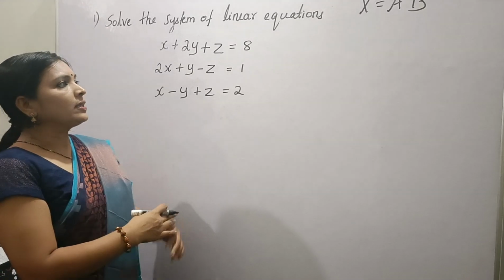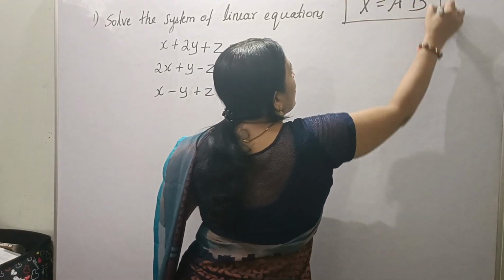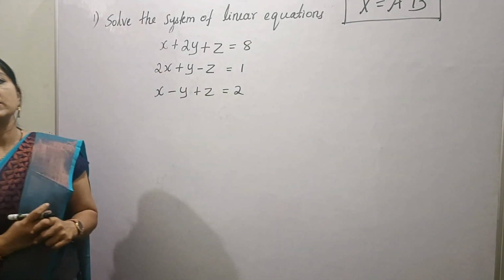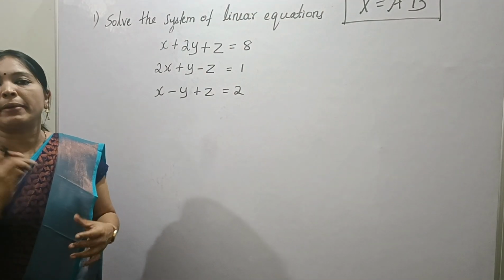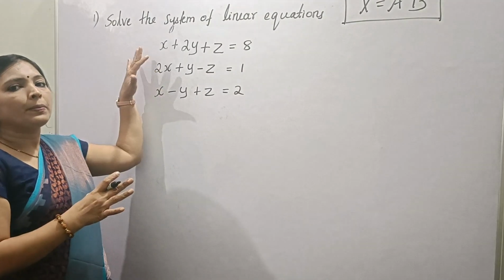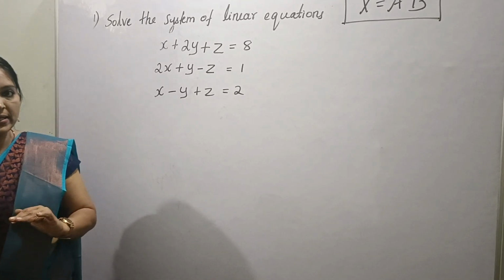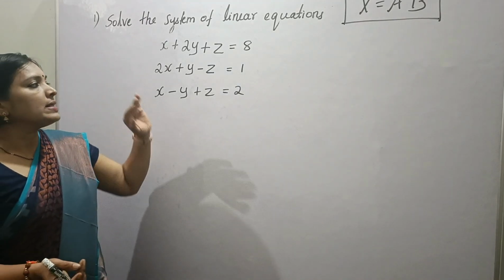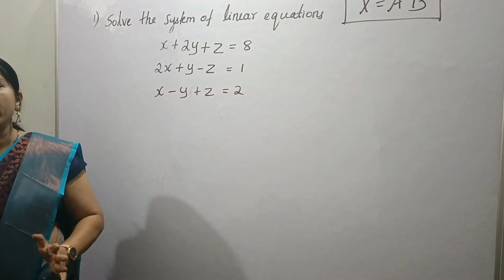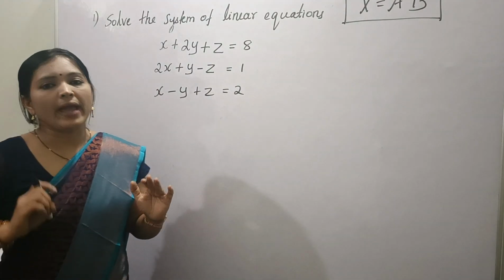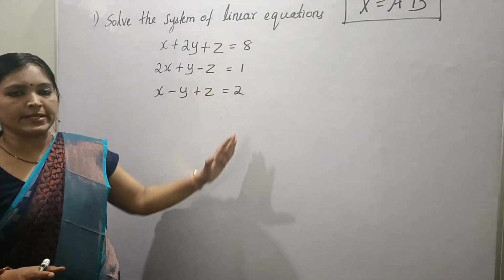Same thing, we have to find the values of x, y and z but using determinants and matrices. Okay. So for that, it's very important. First, remember this formula, X is equal to A inverse B. Here we have to write three matrices. First one is the coefficients of x, y, z, the coefficients of the unknown variables. Then the next matrix X is nothing but the unknown variables, that is x, y and z. Next is matrix B, that is the column matrix of constants.